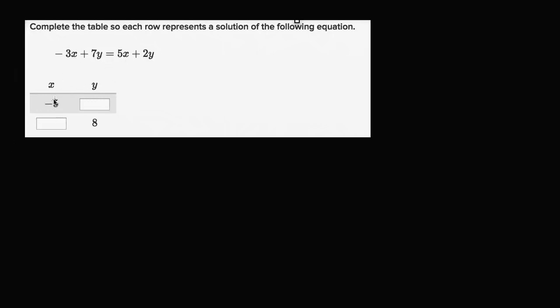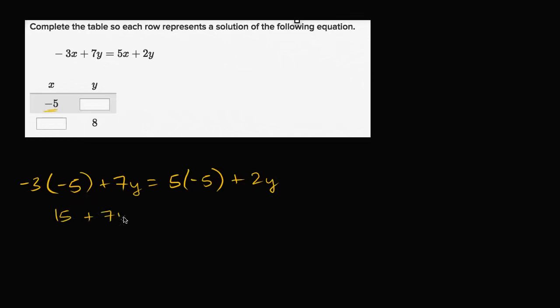So if we take this equation and we substitute x with -5, what do we get? We get -3 times, well, we're going to say x is -5, times -5, plus 7y is equal to 5 times x, which is, once again, -5. 5 times -5 plus 2y. See, -3 times -5 is +15, plus 7y is equal to -25 plus 2y.